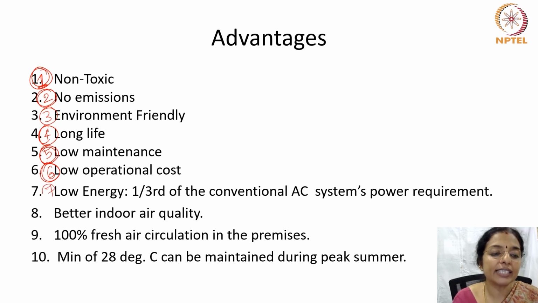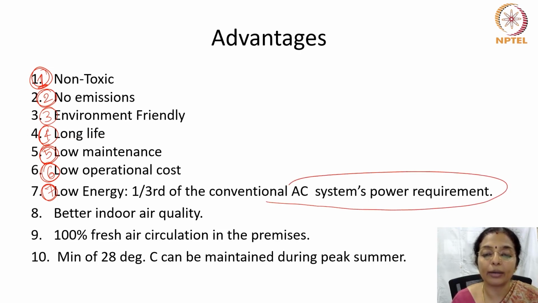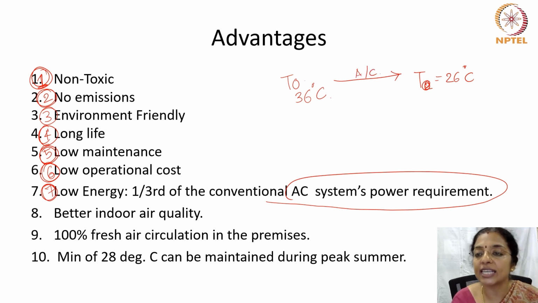Seventh, it has low energy use. That is, one-third of the conventional air conditioning system's power requirement can get reduced. What happens if your outside air temperature is 36 degrees centigrade, and you actually want 26 degrees centigrade as your indoor temperature? If you do not have an earth air tunnel, then the air conditioner will have to convert 36 degrees centigrade into 26 degrees centigrade.